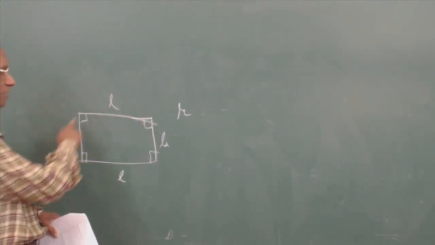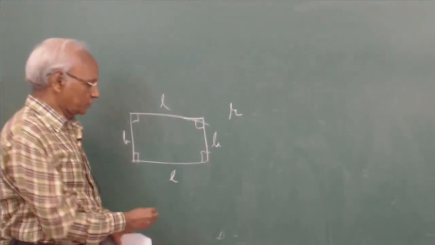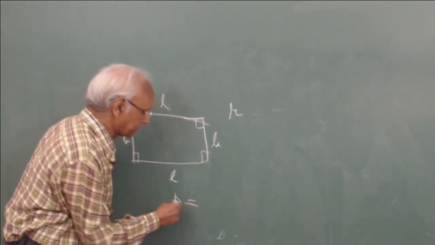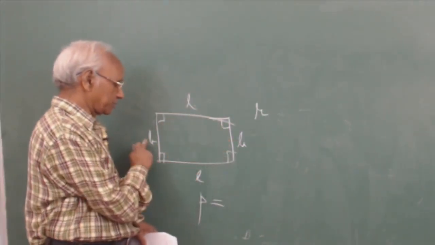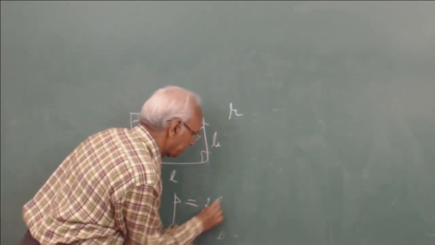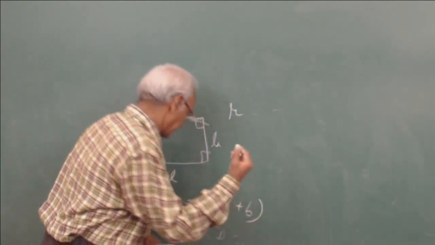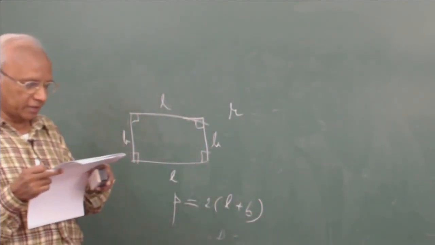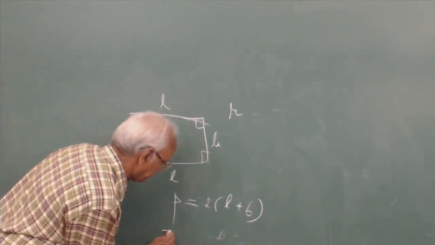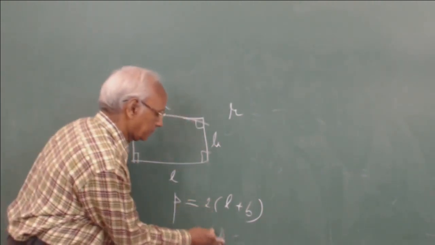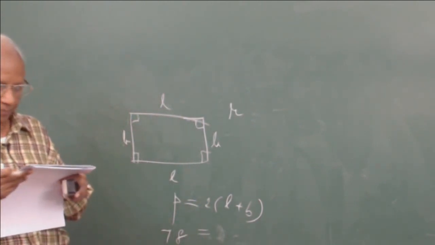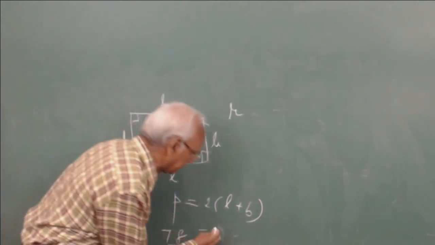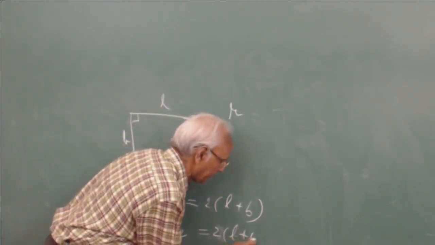That means perimeter is nothing but sum of all the four sides together. So if we call perimeter as P, I will say L plus B plus L plus B, 2L plus 2B. So it is 2 times L plus B, that is perimeter. And perimeter is given to be 78 centimeters. And breadth is given to be 18 centimeters. L is not given, but L can be found out.